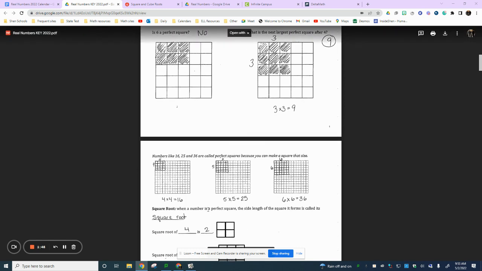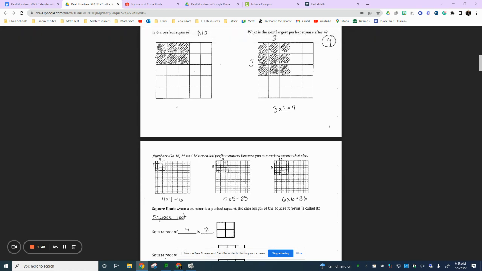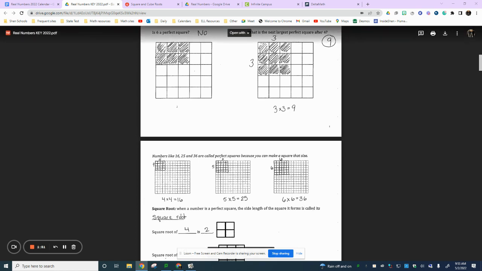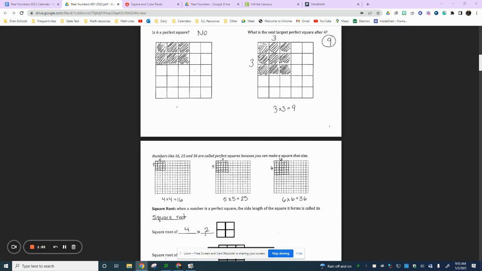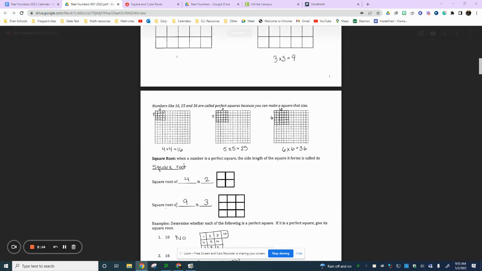Now, when a number is a perfect square, the side length of the square it forms is called its square root. So the square root of 4 is 2 because if we take 4 squares and put them together, it's a 2 by 2 square. Just like 16, the square root of 16 is 4 because 4 times 4 equals 16. The square root of 25 is 5 because 5 times 5 equals 25. And the square root of 36 is 6 because 6 times 6 equals 36. The square root of 9 is 3 because, again, we have 9 unit squares, and it's a 3 by 3 square. The side length of that square is 3.